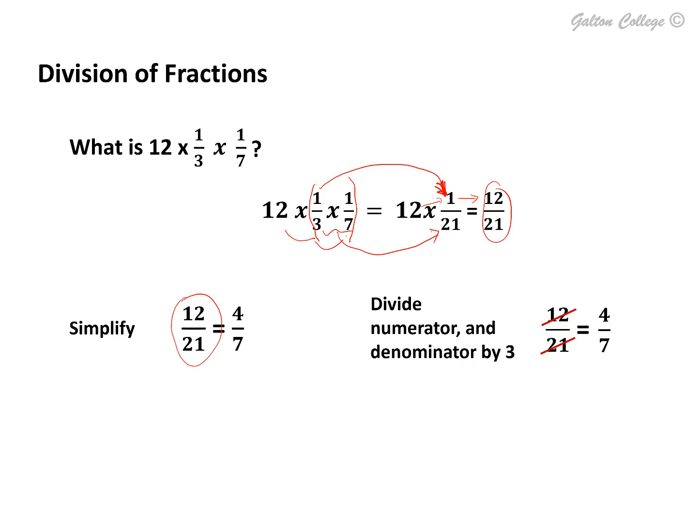Are there any more? 4? No, it's even. 5? Nope. 6? No. 7? No. So go with 3 and see what happens. So divide 12 by 3, which gives us 4. If we look here on the right hand side, we've got it. 12 divided by 3 is equal to 4. 21 divided by 3 is 7. So 4/7 here is the same as 12 over 21.